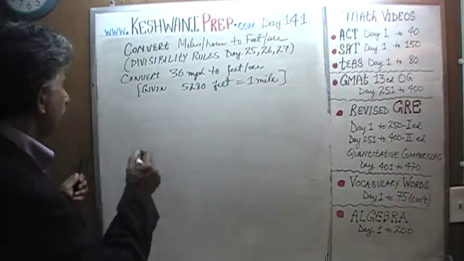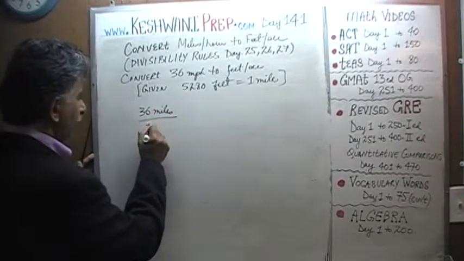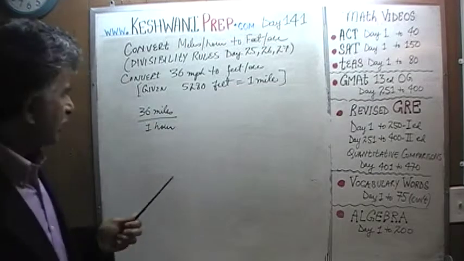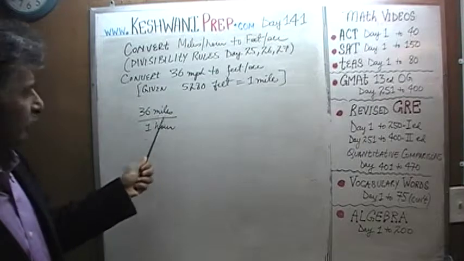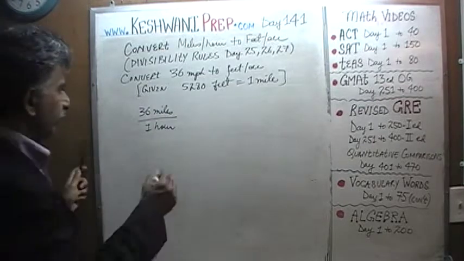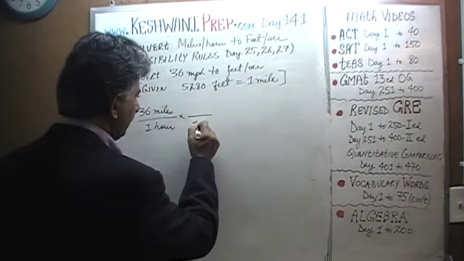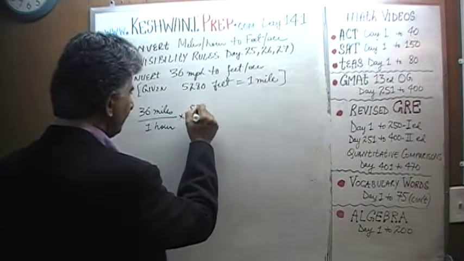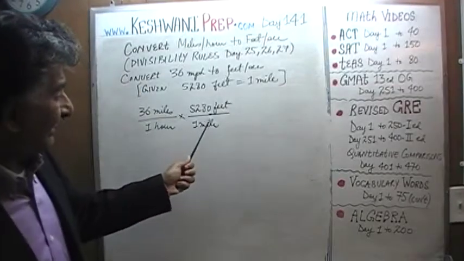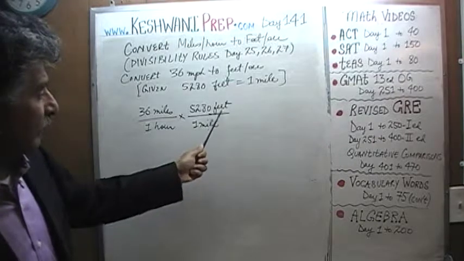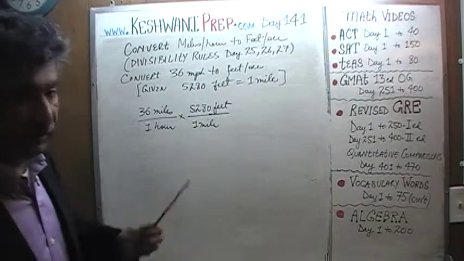The speed that is given to us is 36 miles in 1 hour. Now our job is to have feet on the top and seconds on the bottom, feet per second. We need to get rid of the miles, so we put the miles on the bottom. 1 mile is made up of 5,280 feet, so 5,280 feet divided by 1 mile is just one. We're multiplying this quantity by 1, except the 1 takes this form.